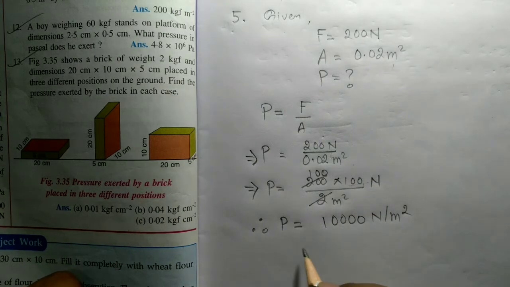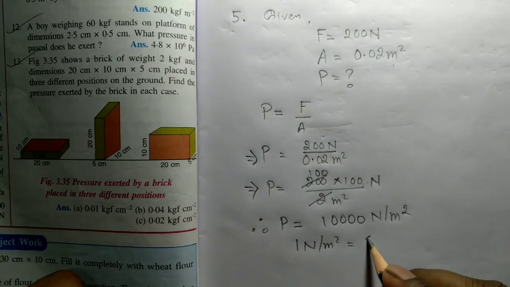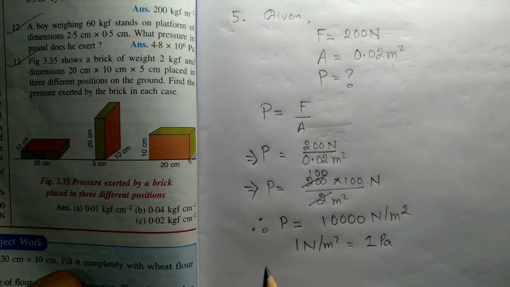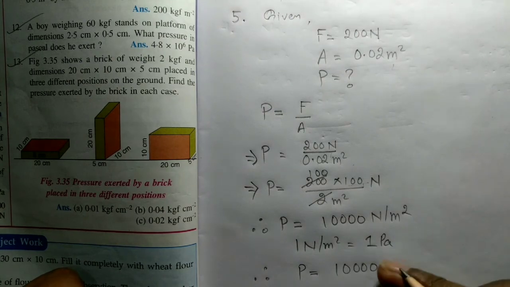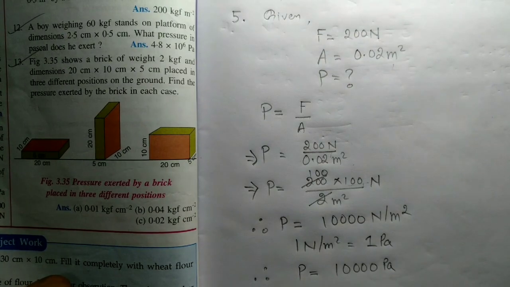But 1 Newton per meter square is equal to 1 Pascal, because you're supposed to find the pressure in Pascal. So therefore 10,000 Newton per meter square will be 10,000 Pascal. So my answer is P equals pressure equals 10,000. Sorry, I said 1000. It will be 10,000 Newton per meter square, equal to 10,000 Pascal. Okay, this is how we are supposed to do number 5.